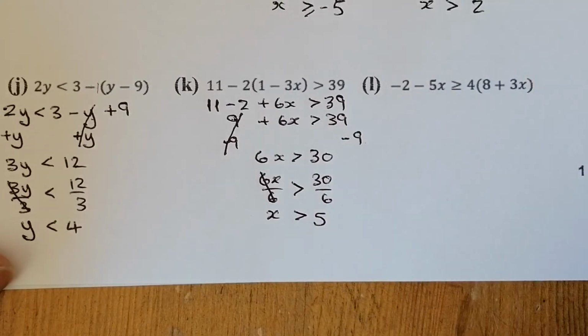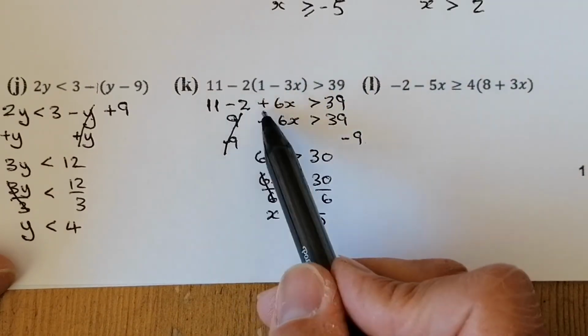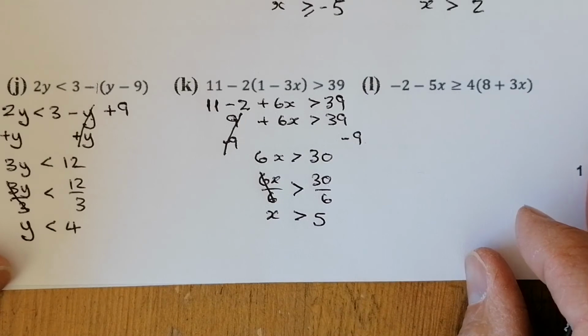And let's just check this one over. Let's just make sure that that's right there. So that's going to give me a minus 2. Yeah, that's 9. Take a 9. Yeah, that's pretty good there.